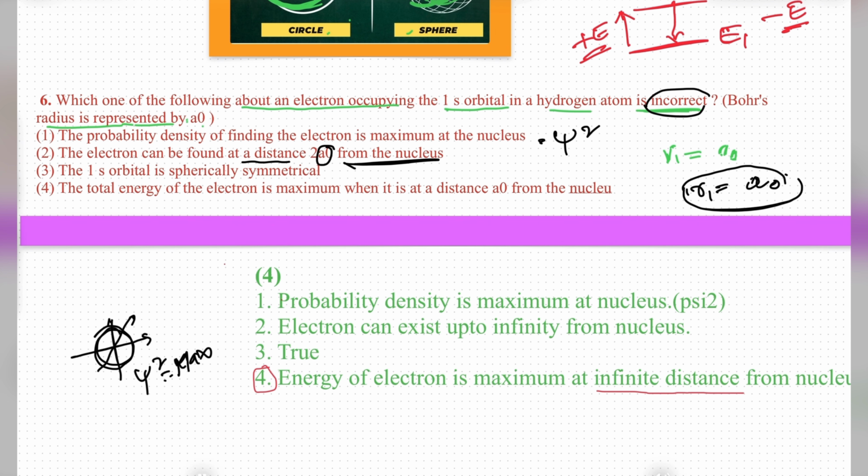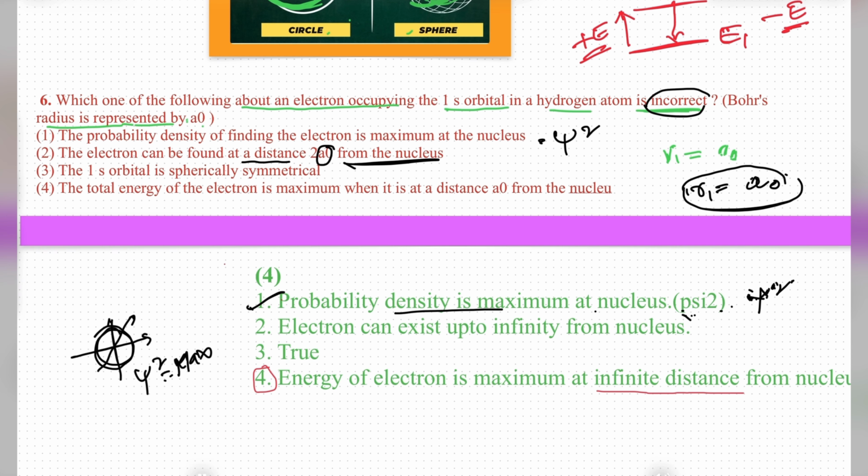Next, one thing. The electron can be found at a distance of 2a naught from the nucleus. Is it correct that the density is maximum, which is psi square? That is okay. And the second one, the electron can be found at any distance, from anywhere. That is also right. We can find it from infinity to anywhere from the nucleus. That is also a right point.